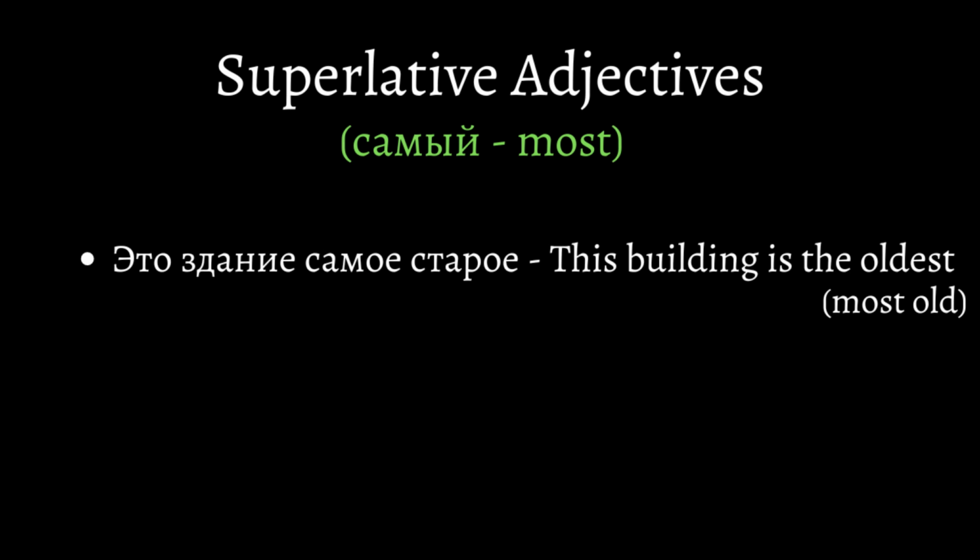Это здание самое старое. This building is the oldest. Самый and старый change to самое and старое to match the gender of здание, which is neuter. Unlike in English, самое старое has two words, as opposed to the oldest. It is possible to say most old, but we say oldest.